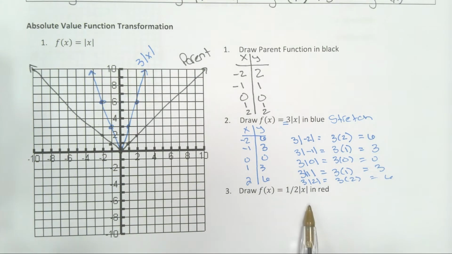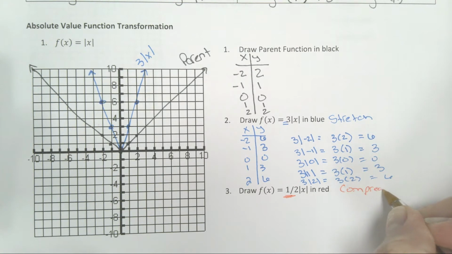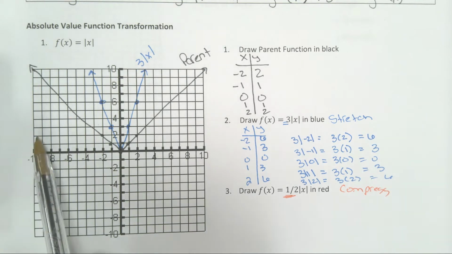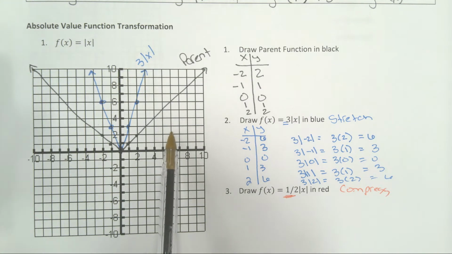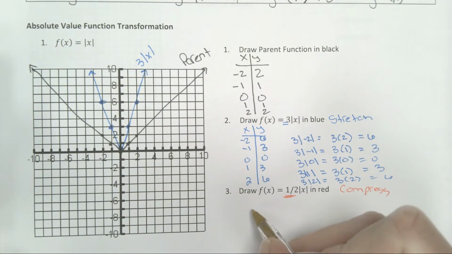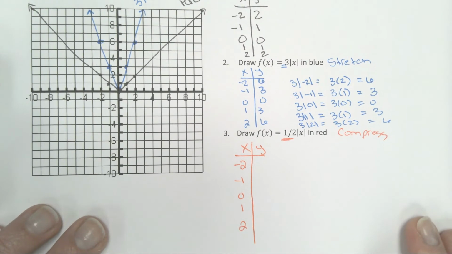All right, let's see what happens when it's 1/2. If you look back up at the top, it says that if your number is between 0 and 1, which a half is, this should compress. I'm expecting a short, fat one. So if you were short and fat, you would take the parent and smash all those down by a half. I'm going to stick with my same x values. And I'm going to put it on the screen so you can see.